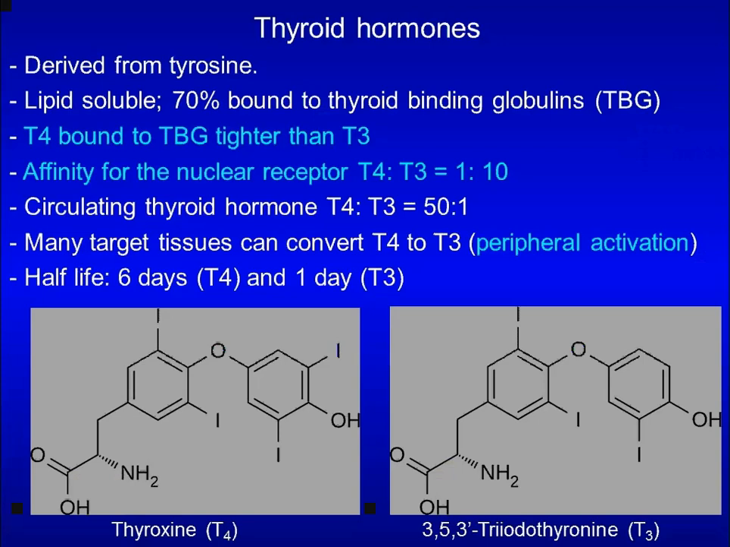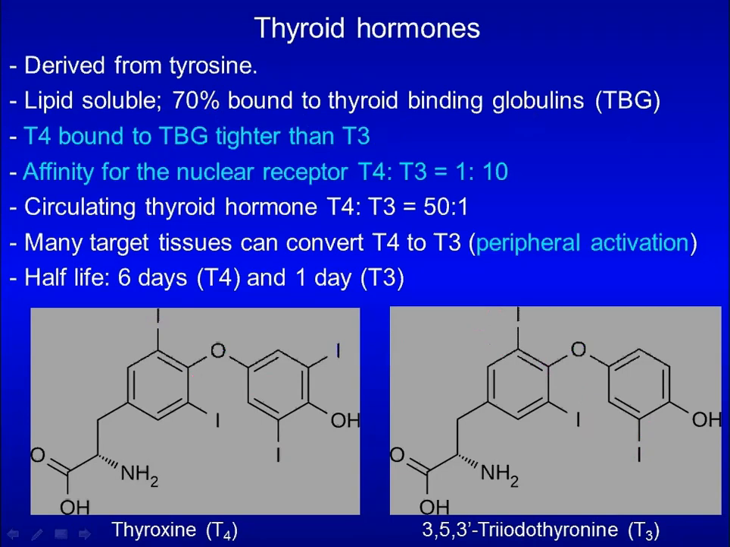Thyroid hormones are derived from tyrosine, and this is thyroxine, T4. It contains 4 iodine atoms, and this is triiodothyronine, T3. It contains 3 iodine atoms. They are lipid-soluble, 70% bound to thyroid binding globulins. T4 is bound to the globulin tighter than T3, but T3 is 10 times as active as T4.